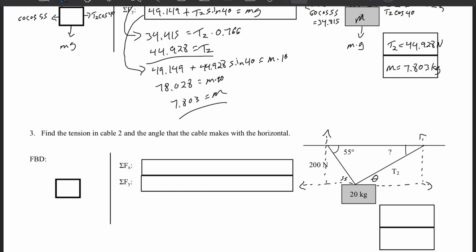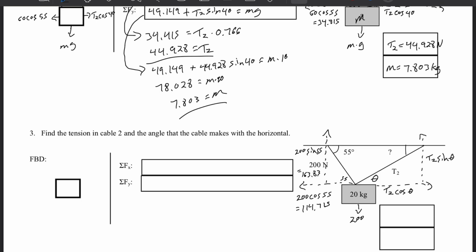So we've got 55, drop that down, 200 cosine 55, it's cosine because it's adjacent to the angle, and then 200 sine 55. We can go ahead and calculate these. 200 sine 55 from my calculator, I got 163.83, and 200 cosine 55, I got 114.715. On the opposing side, let's do down, I guess. Down, the 20 kilogram mass is 200 down, force of gravity, or weight. T2 cosine theta going to the right, and T2 sine theta going up.